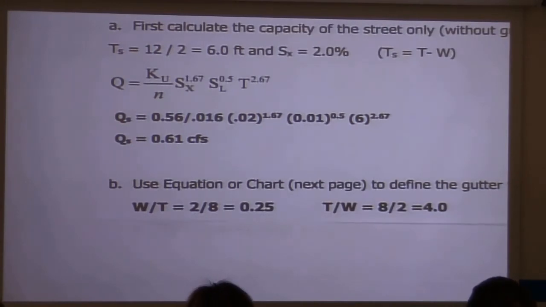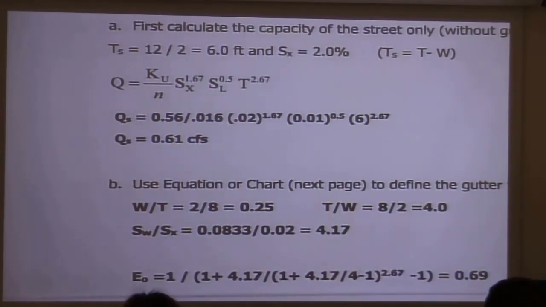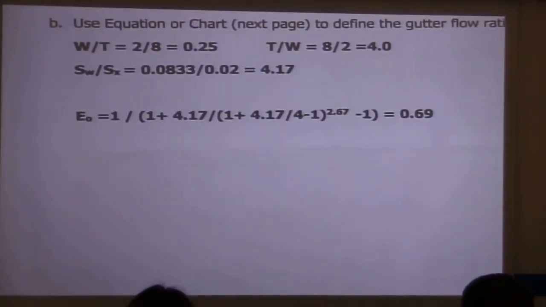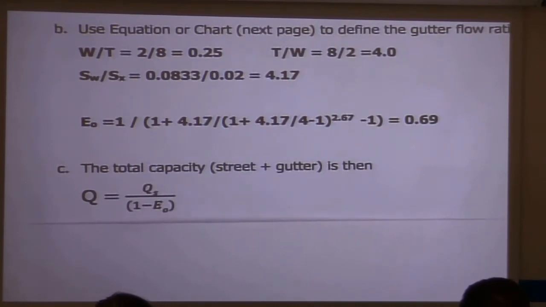Your W over T was 0.25, your T over W is 4, and Sw over Sx is 4.17, and so we came up with 0.69. If you're close to that, that's fine. Some people got 0.75 or 0.7. So the total capacity, street and gutter, is then, we're using this equation, right? So what'd you get?